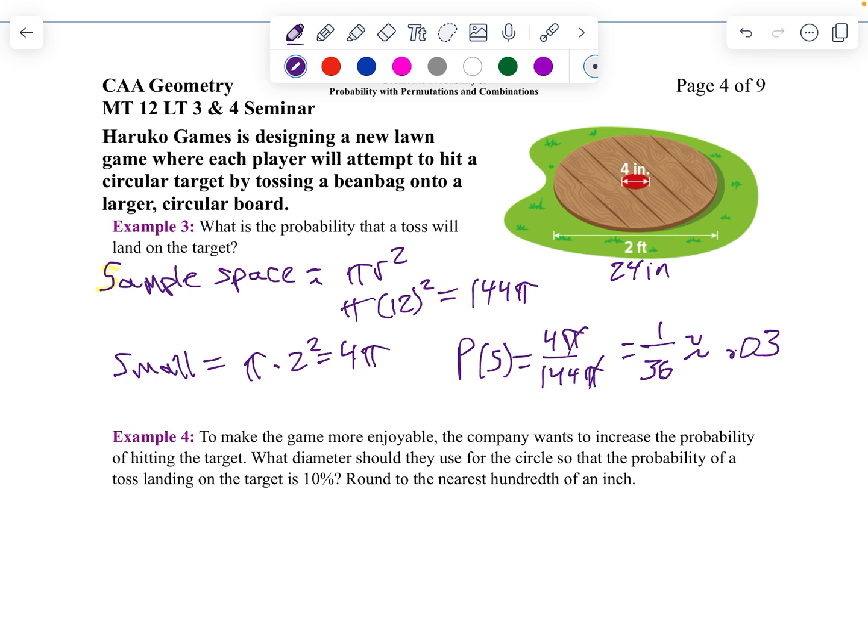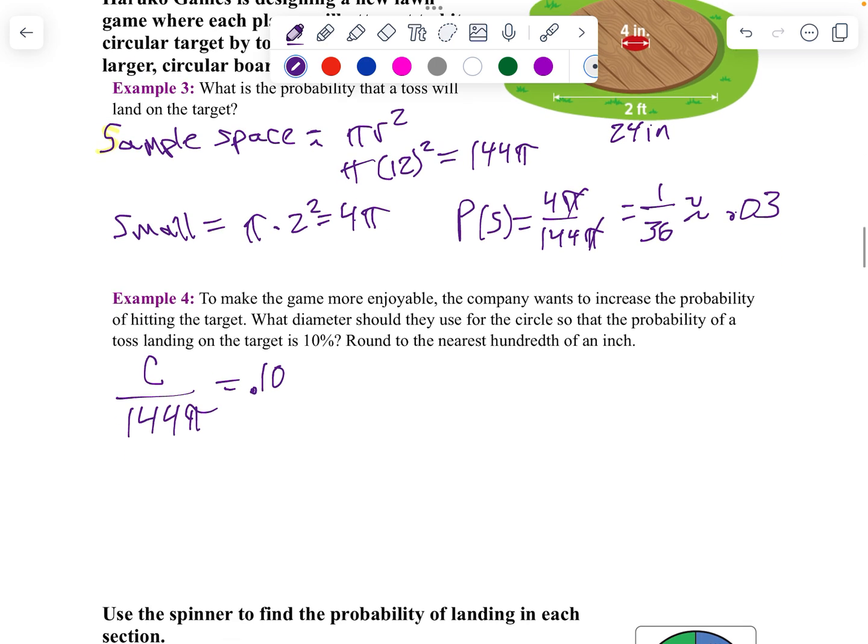Okay, now, I want to know what is going to be the radius, or the diameter, used for the circle, so the probability of landing on the target is going to be 10%. So my target is my circle, so I know the area of my circle, which I'll call C, over the total area, which I know is 144 pi. Well, I want that to be 10%. Well, if I multiply both sides by 144, the area of my circle is going to be 14.4 pi.